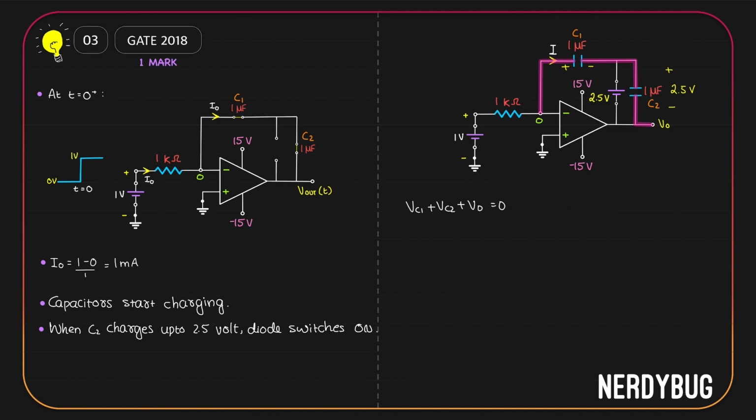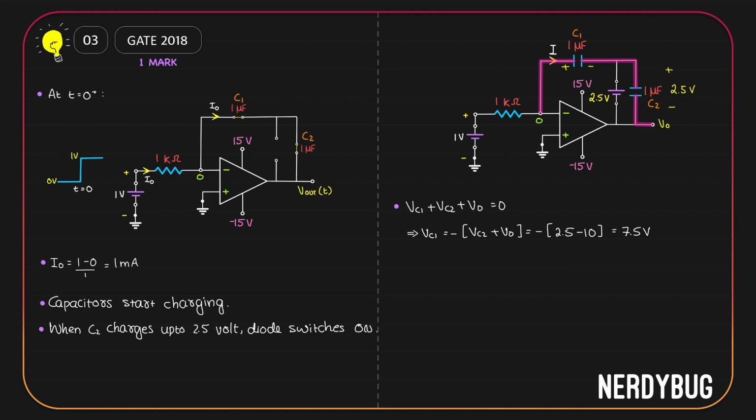We already have the value of VC2, it is 2.5 volt. VO, according to the question, is supposed to be minus 10 volt. So by substituting these two values, we can find the required value for VC1. VC1 will be negative of (VC2 plus VO). VC2 is 2.5, VO is minus 10. So we get VC1 should be 7.5 volt. At time t, potential across C1 should be 7.5 volt.